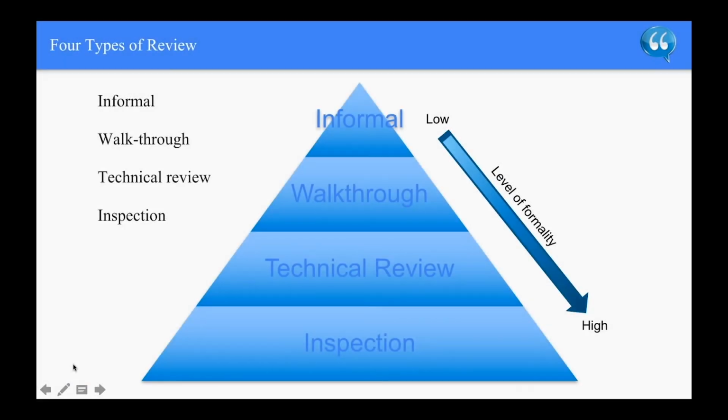In this graph, a representation of the four types of reviews. On top of the graph, informal, then walkthrough, then technical review, then inspection. This indicates the level of formality. Informal has low formality, and as you get towards inspection, you have much higher formality. So bear this in mind, the four types of review: informal, walkthrough, technical review, and inspection.